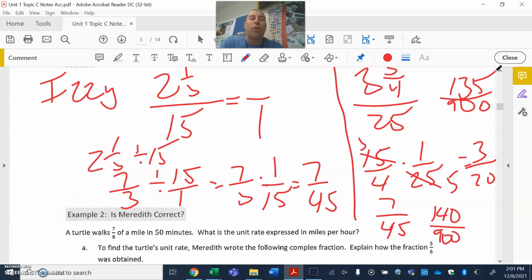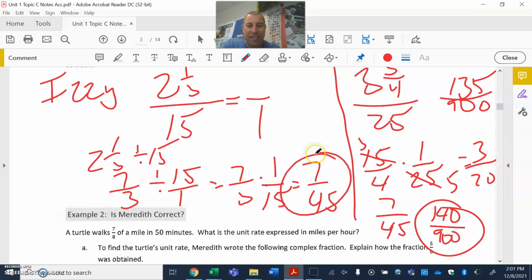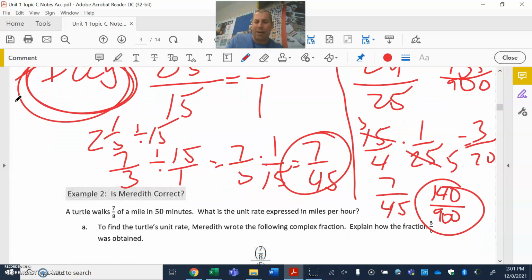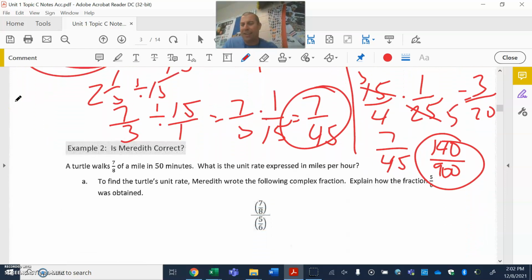If we're faster, we are going further. So that means it's the 140, which means it was the 7/45, which means it was Izzy. Ooh, good math in that problem, people. Good math.